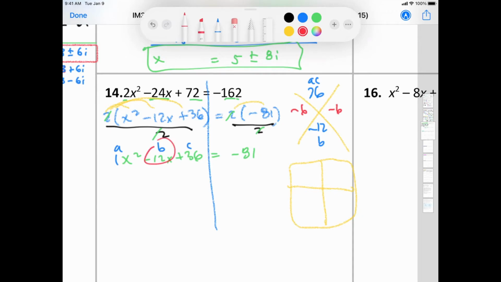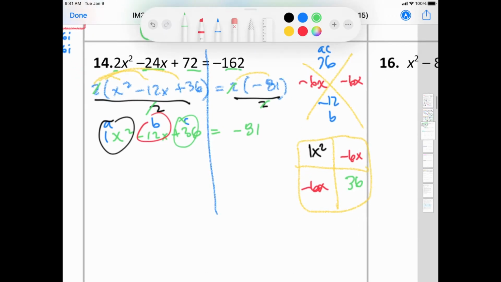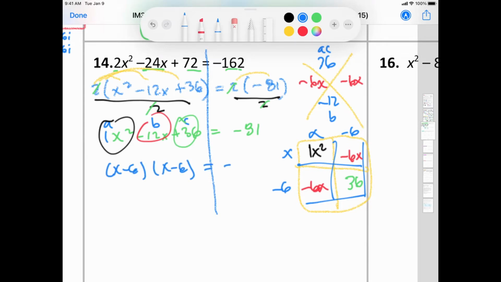We're splitting this term, so we're going to add an x here. You have 1x squared. This will always go on the top left, and this one will always go on the bottom right. Always. Greatest common factor in this direction is an x. Negative 6, x, negative 6. So I have x minus 6, x minus 6. You have two of those expressions.